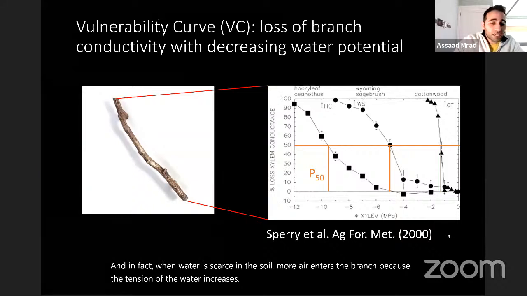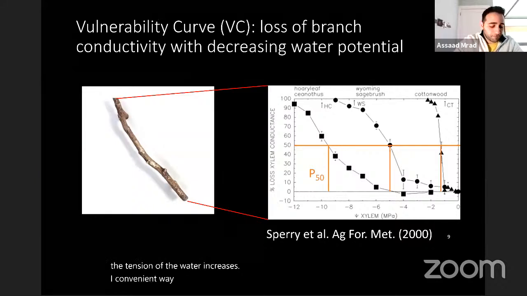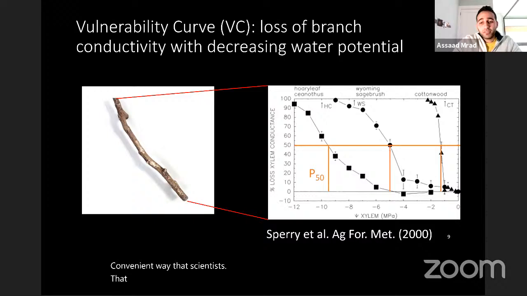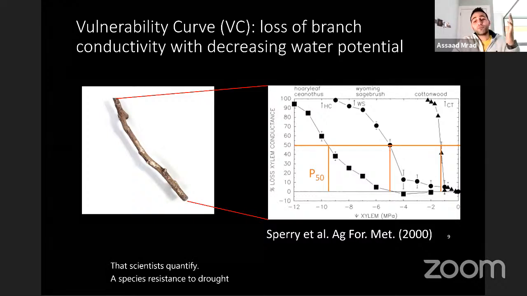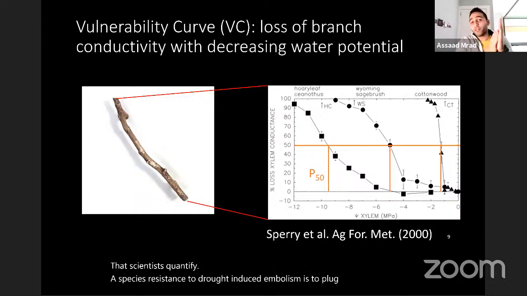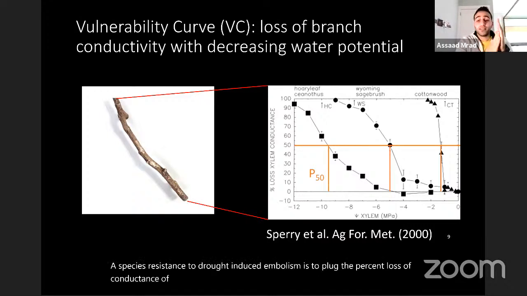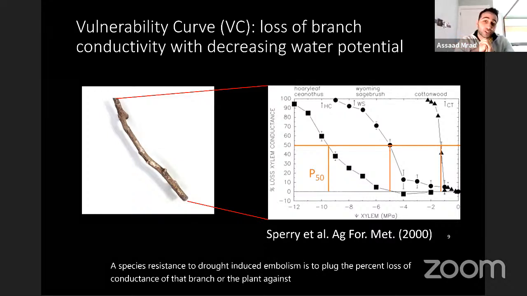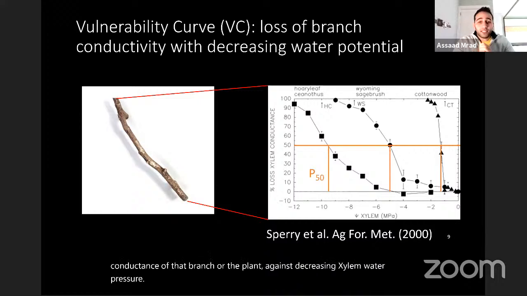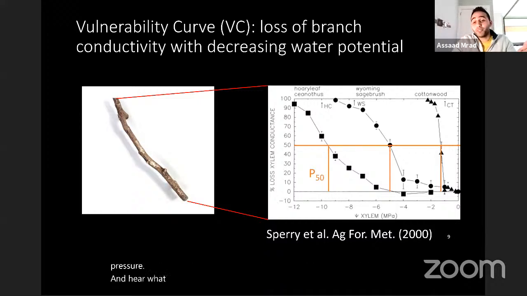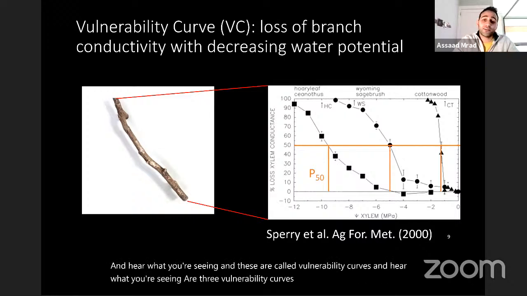A convenient way that scientists quantify a species' resistance to drought-induced embolism is to plot the percent loss of conductance of that branch or the plant against decreasing xylem water pressure. These are called vulnerability curves. And here what you're seeing are three vulnerability curves from three different species.